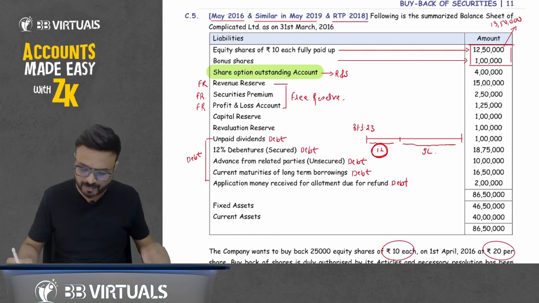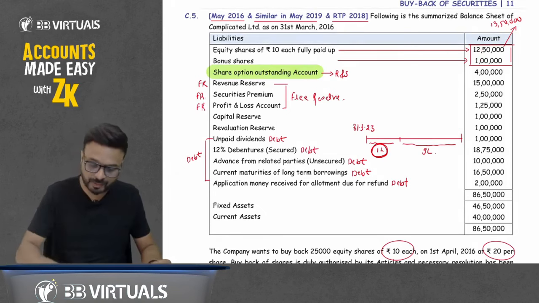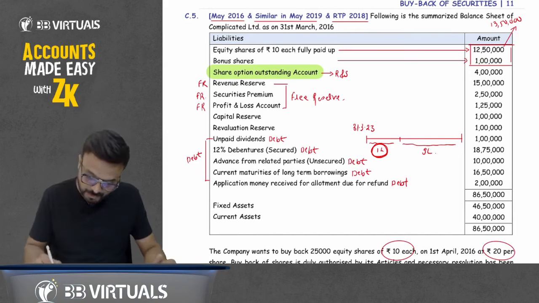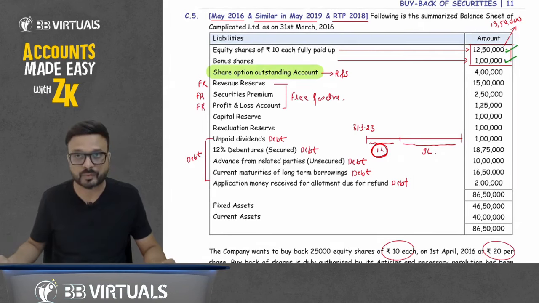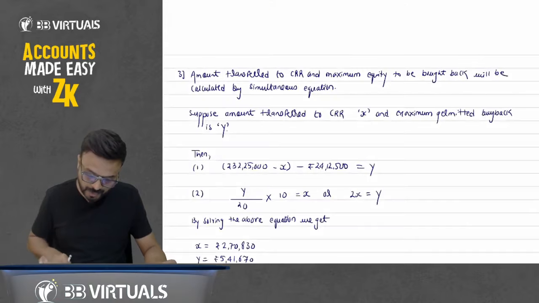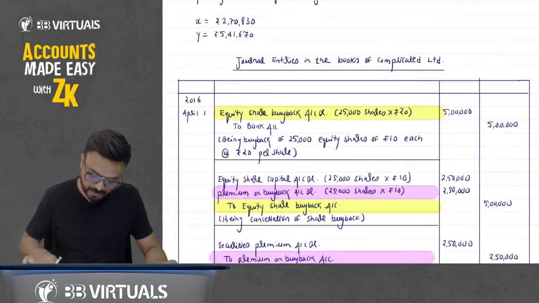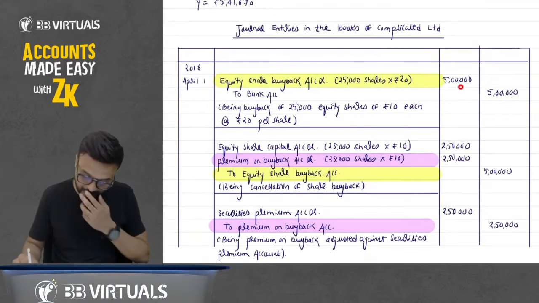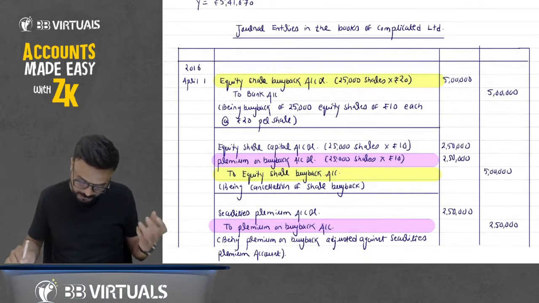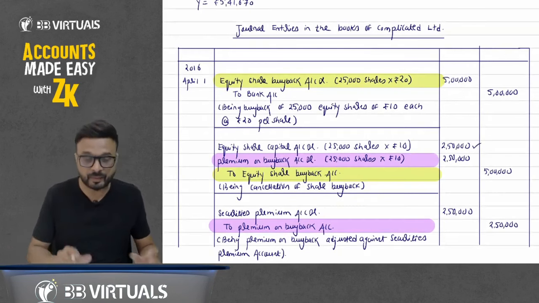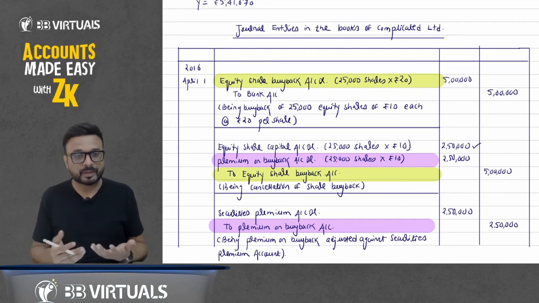So where will this share capital come? Share capital is how many? 12,50,000 plus 1,00,000. So write down there, 13,50,000. What you have done here, when you have passed the journal entry? You have cancelled share capital by rupees 2,50,000. So 13,50,000, you have debited here. So we have to deduct it.